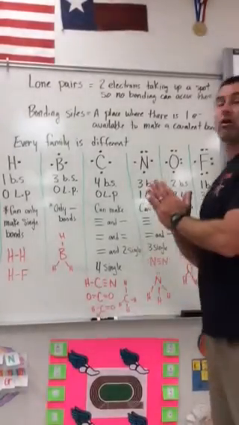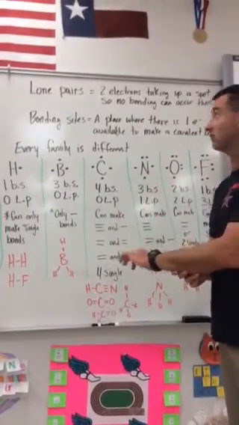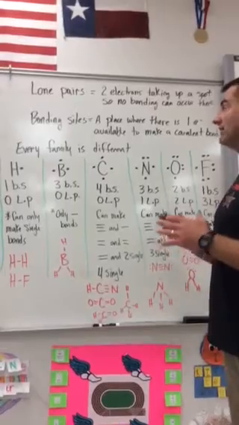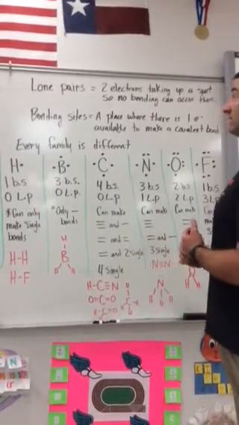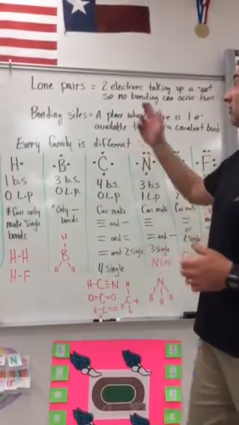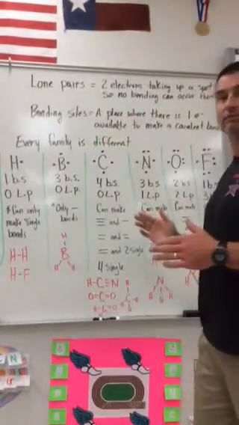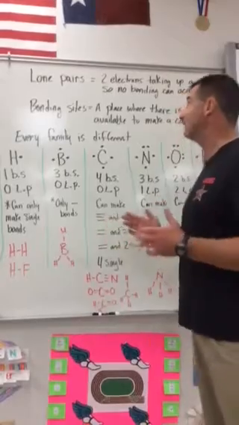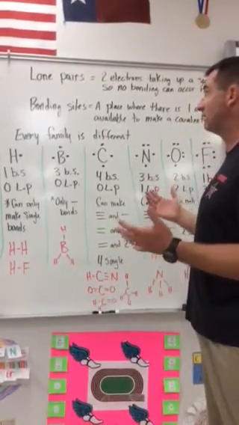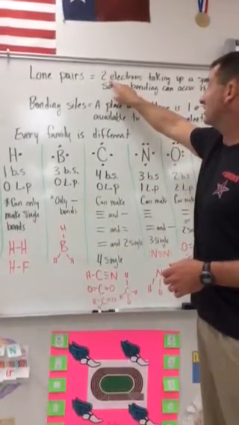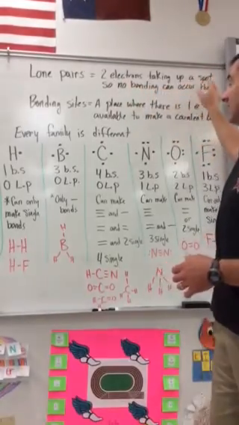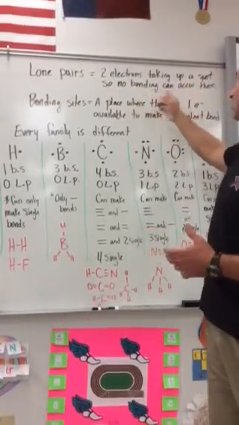All right, continuing our lesson on covalent molecules, we're going to talk about how each family is different. And it's going to start off, I need to do a little term with you, and that's called lone pairs. You're going to see some of these atoms have lone pairs of electrons. What is a lone pair? A lone pair of electrons is two electrons that take up a bonding site so that no bonding can occur there.